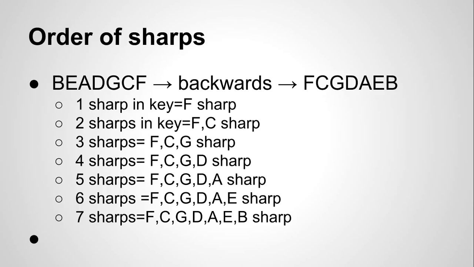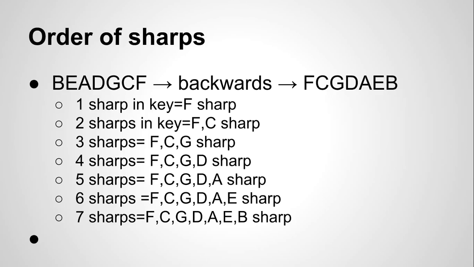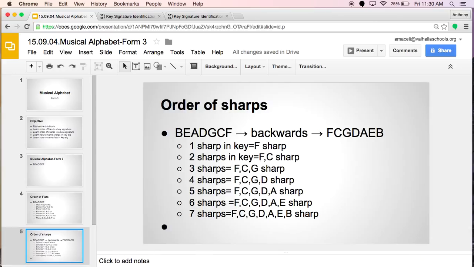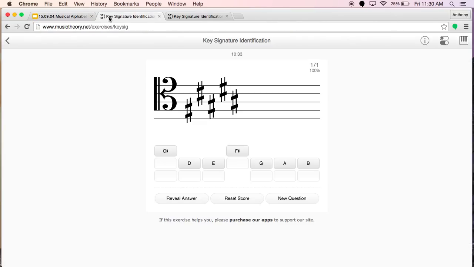So now, let's apply that to what it looks like in music. So I'm going to take us out of this screen and look at our favorite site, musictheory.net. You look at the clef here, and maybe you're not familiar with that clef, but you see five sharps, and those five sharps will be F, C, G, D, A. And that's how it works.